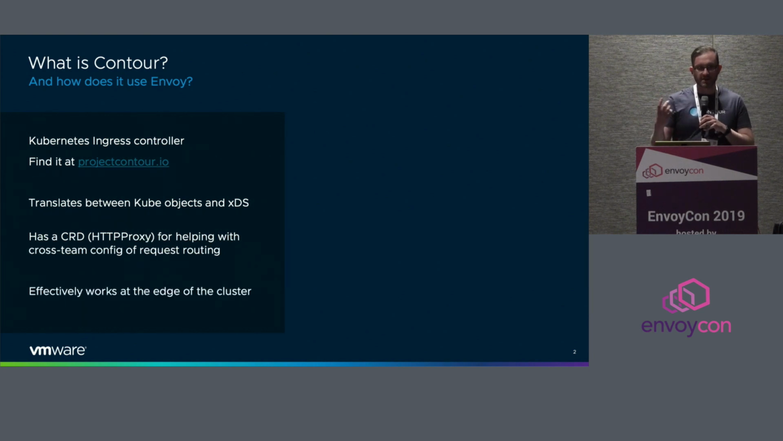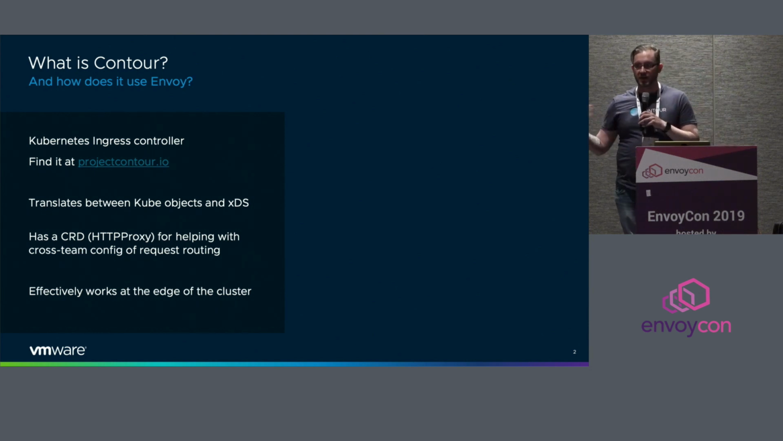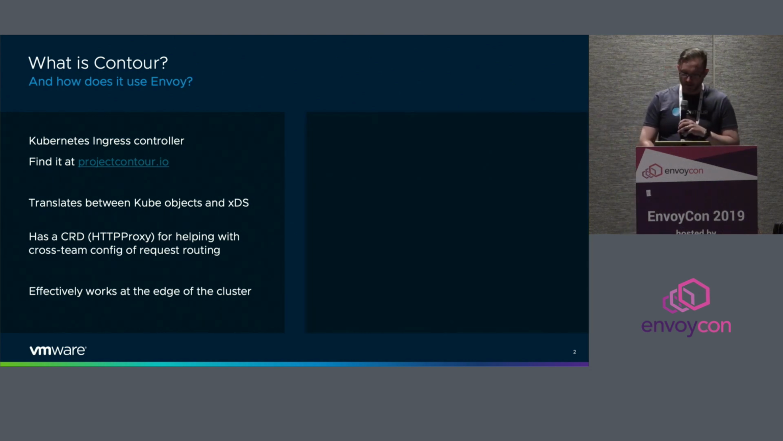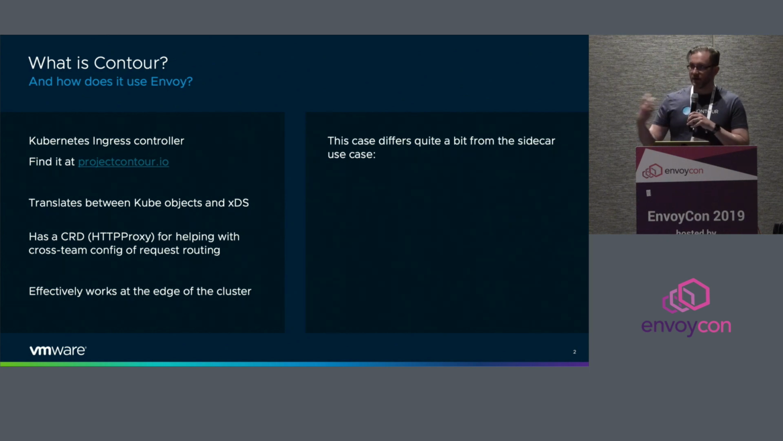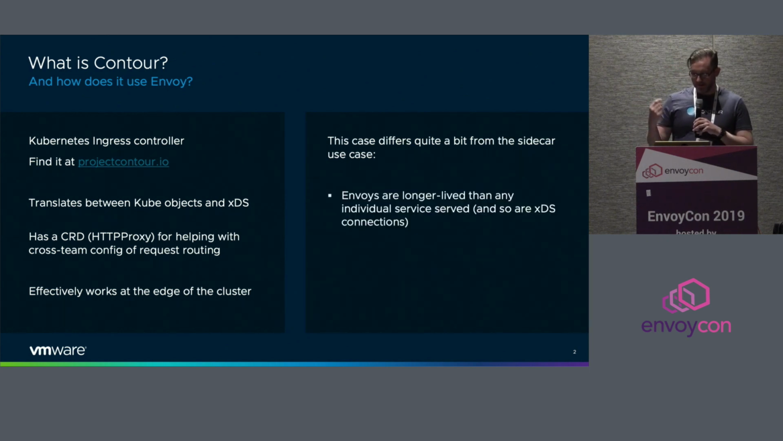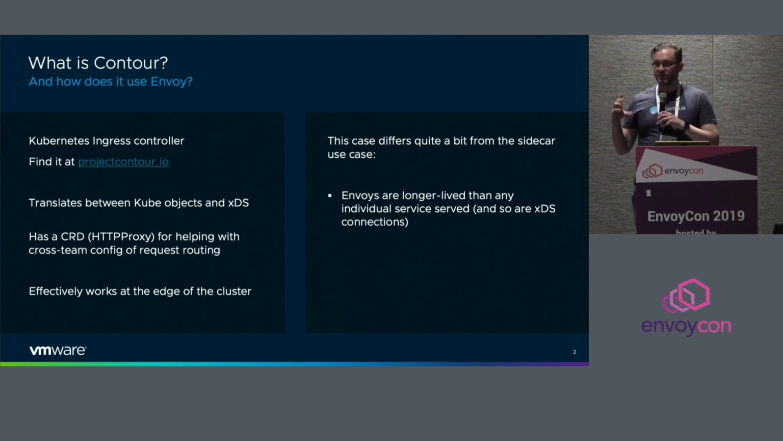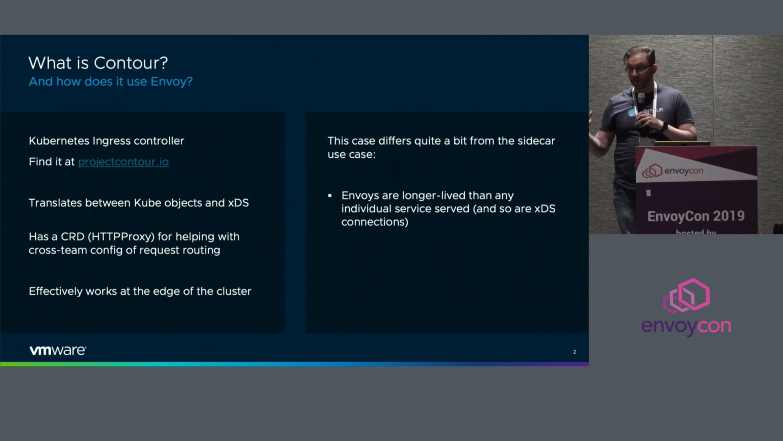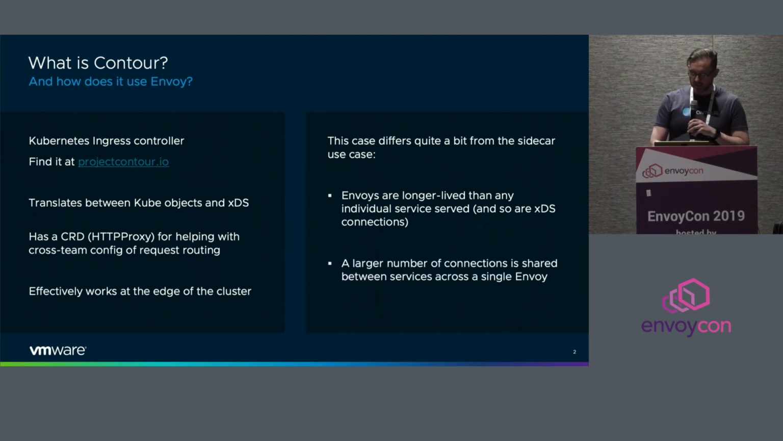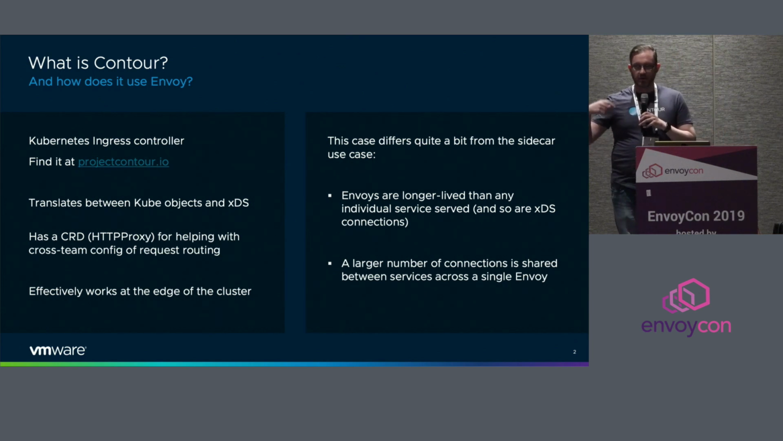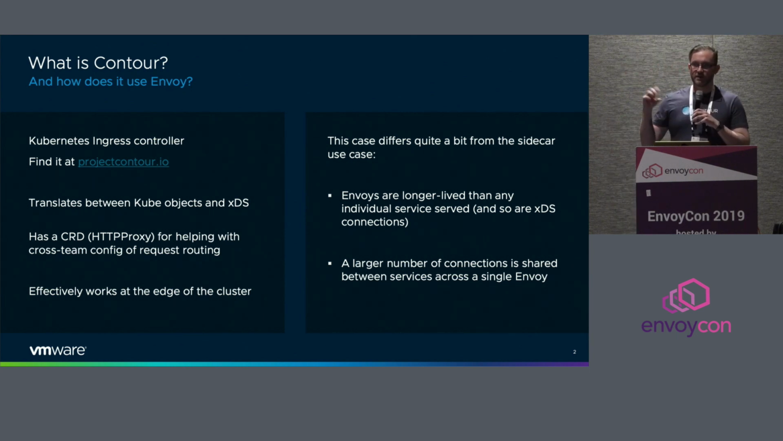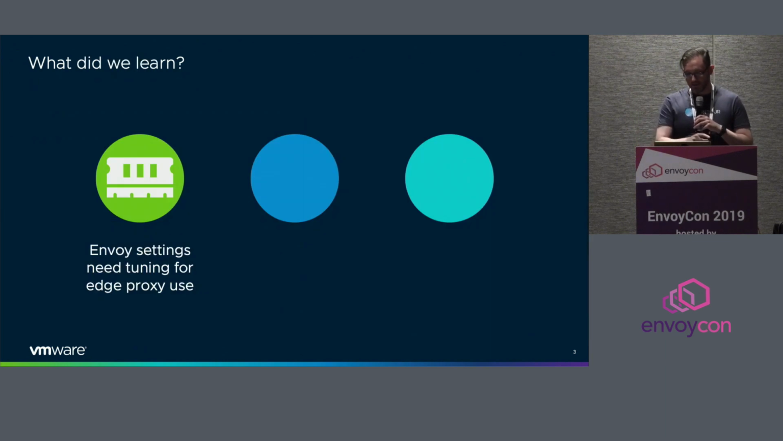And because of this, it effectively works at the edge of the cluster to take traffic from outside your cluster and route it inside your cluster using Envoy. Now, this is pretty different from the mesh case in that the Envoys are heaps longer lived than any individual service, and so are the XDS connections. The other difference is that a larger number of connections is shared across a single Envoy to multiple services. Because of that, some of the defaults that are good for the mesh case are not so good for us. So these are the things that we learned.